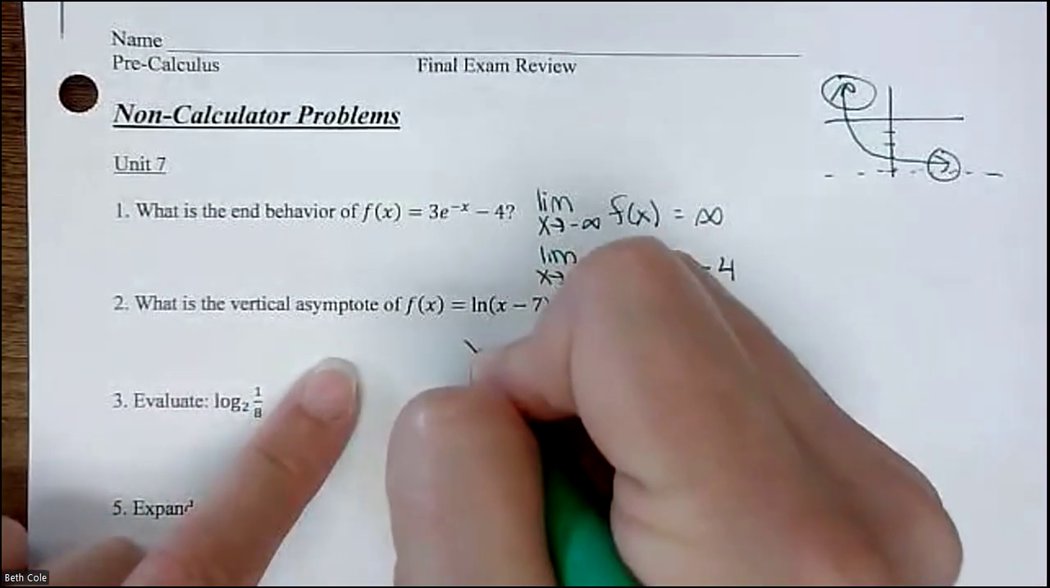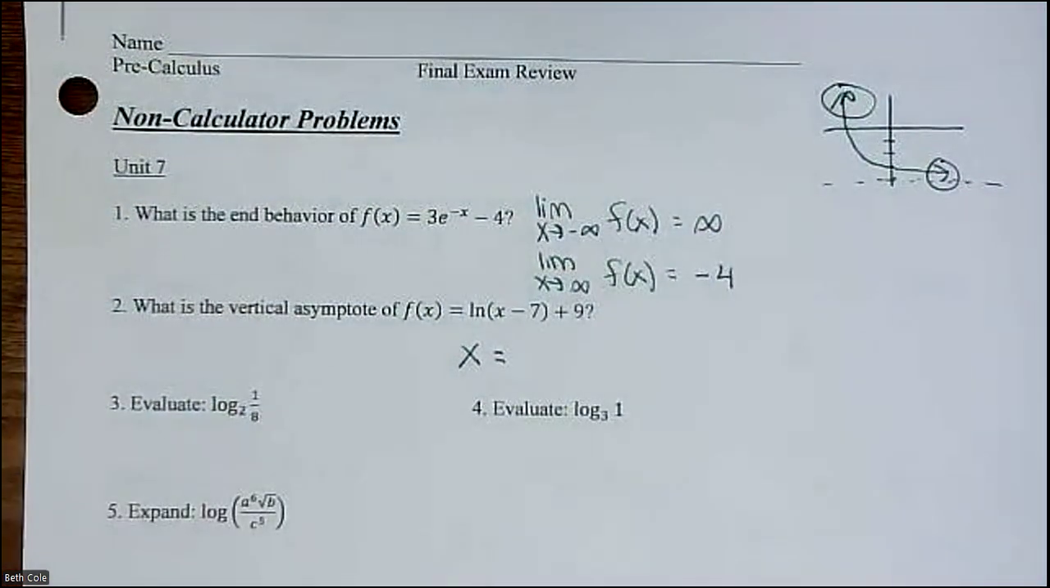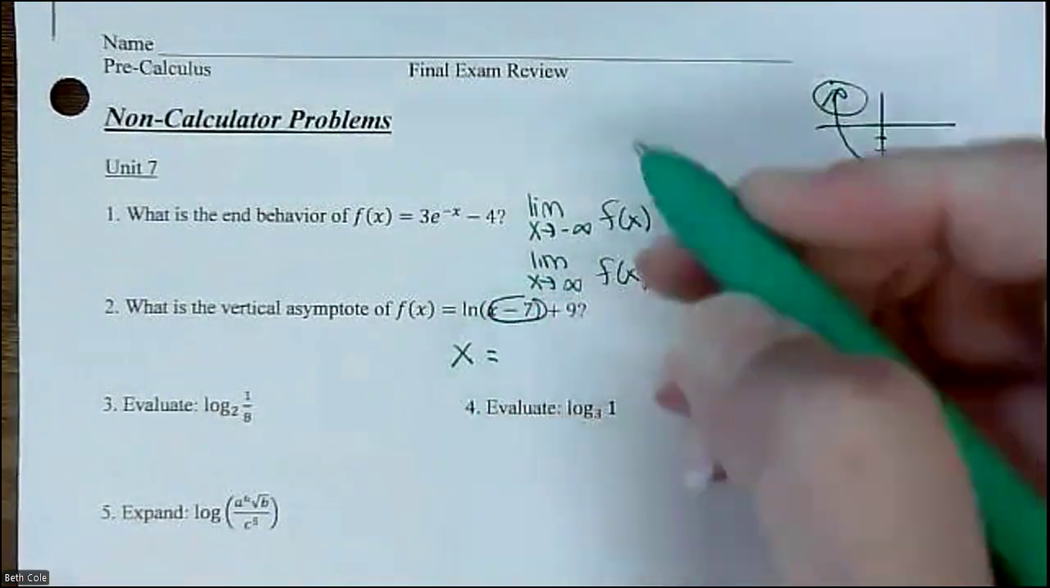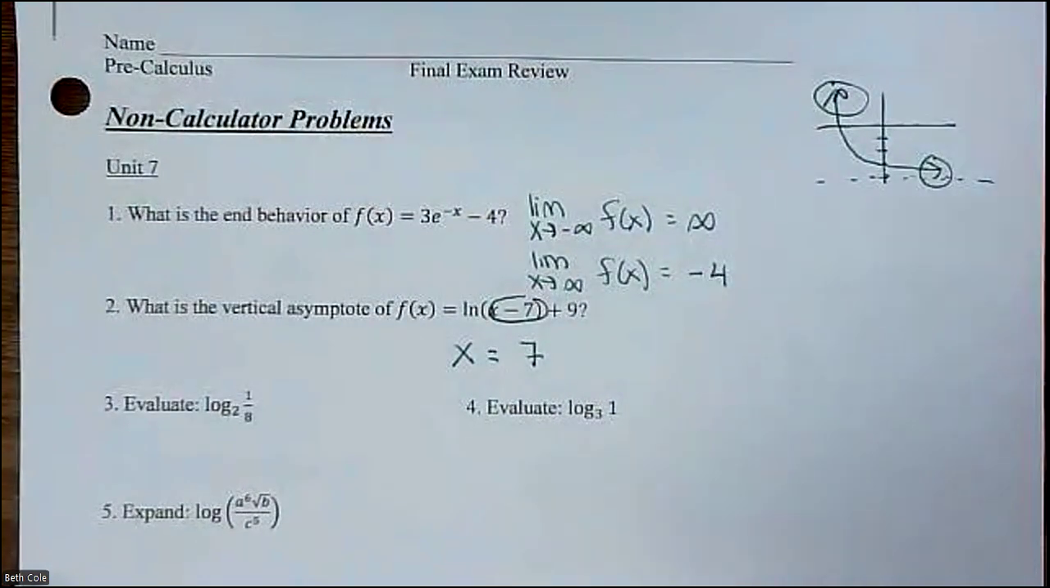All right, vertical asymptote. Vertical is x equals, now it's typically 0 unless you shifted left or right. So did this graph shift left or right? It went right 7. So x equals 7. That's it. Don't overthink that.